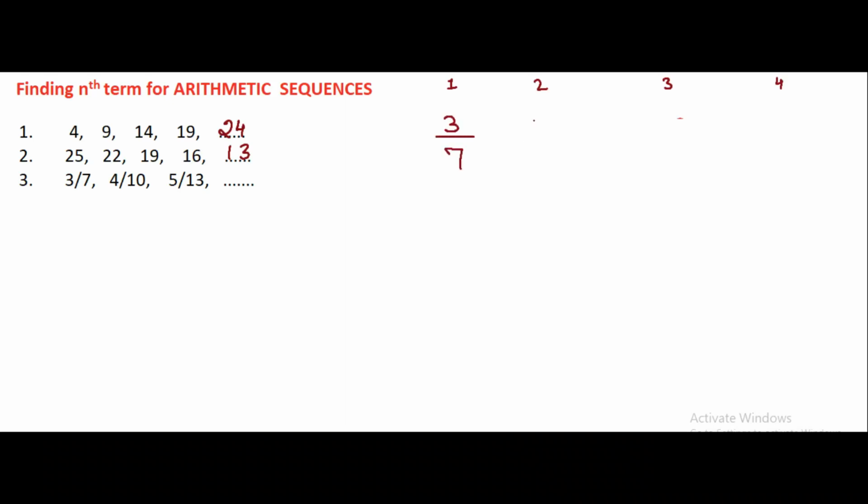Okay, the last question seems to be very tricky, because the first one is 3 by 7, 4 by 10, 5 by 13. So you have to predict the next term, the fourth term. What can the fourth term be? Here the prediction is very simple. You have to solve numerators separately and denominators separately. You can look at the sequence in the numerator: 3, 4, 5 and 6. In the denominator, 7 plus 3 is 10, 10 plus 3 is 13, so 13 plus 3 is 16. So here I can say that the next one is 6 by 16.